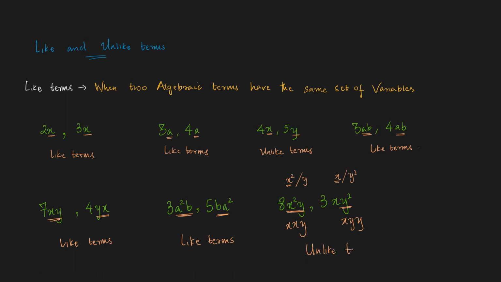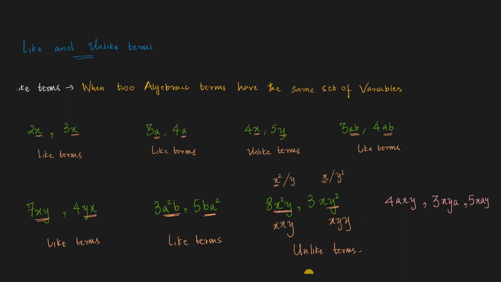Let's have a look at this example. 4axy, 3xya, 5xa. In this example, we have three algebraic terms, and if we look at the set of variables of each of the algebraic terms, it's the same thing. It's x, a, and y, but it's just put in a different order each time. So this is axy, this is still axy, this is still axy. So it's still the same set of variables, just in a different order. So these are also like terms.